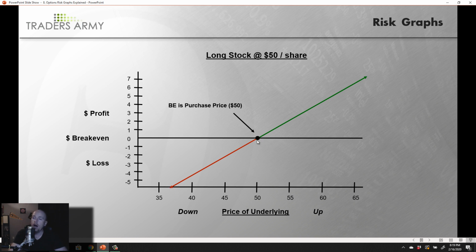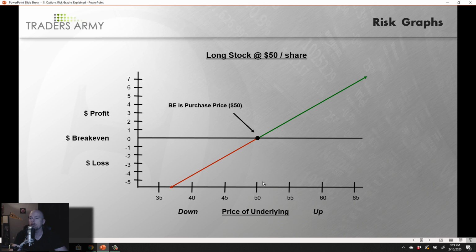Well, stock has a delta of 1, meaning if the stock goes up $5, I make $5. If the stock goes down $5, I lose $5. So because it has a delta of 1, it doesn't really have any volatility to speak of or any theta time decay to speak of. So there's really no reason to ever look at the risk graph of stock. But you have to understand what a stock risk graph looks like as our foundation.